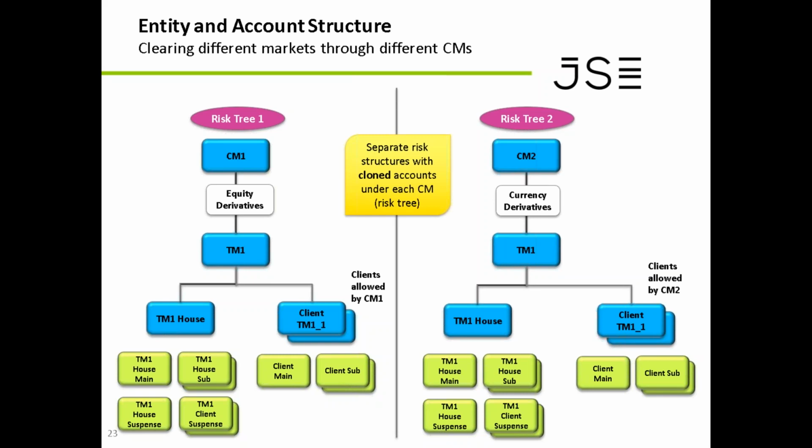Okay. So for each risk tree that we have, the client will need to be linked to the correct clearing member. On RTC, we only have one instance of that client, but it can be cloned for the different markets that that client wants to participate in. Okay.